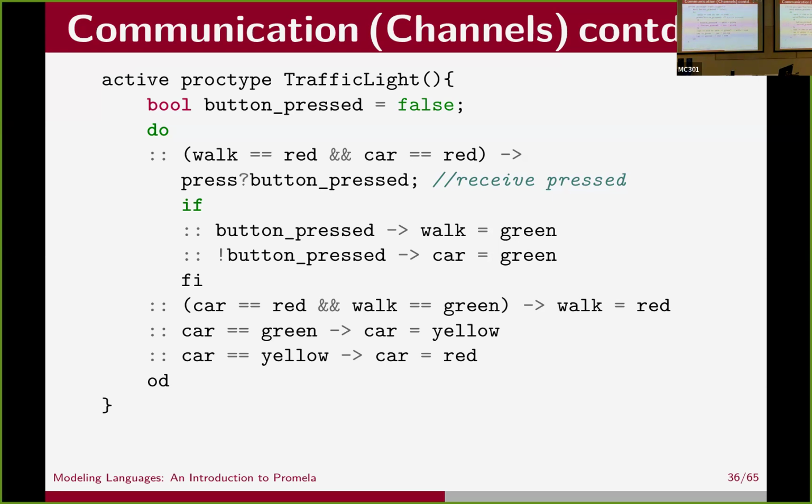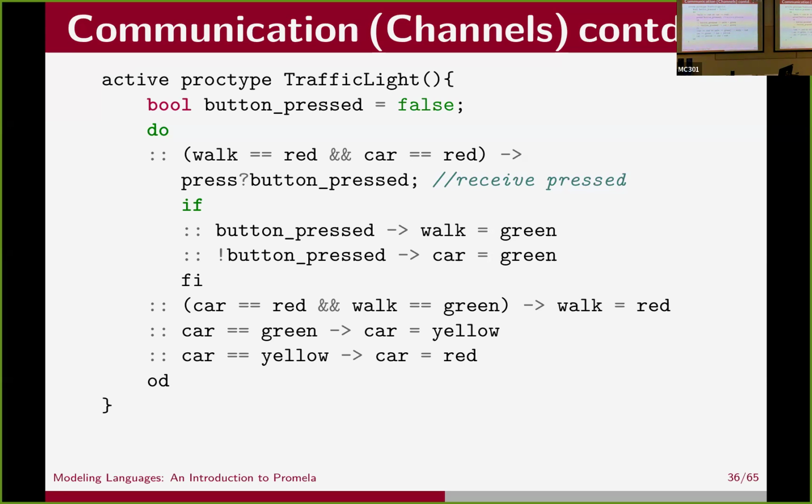And then we do non-deterministically the three things that we did before, right? Just continue to update the traffic light. And here's the interesting change. That's how we receive the message. So if both are red, then we can receive a message from the channel press, right? The dual to the exclamation mark is the question mark. And with the question mark, we have to receive into a variable. That's why I had to define this variable before. So this cannot be an expression that's going to be checked. This has to be a variable.